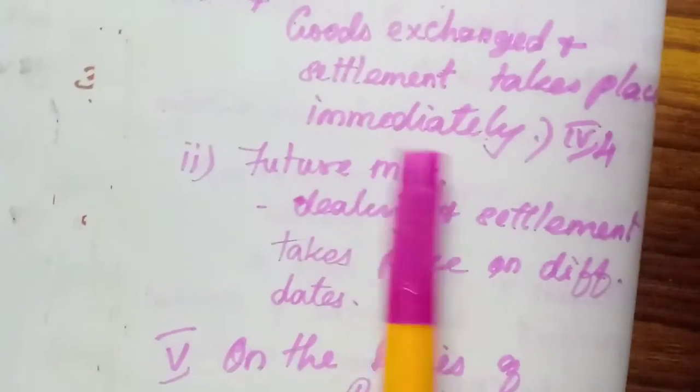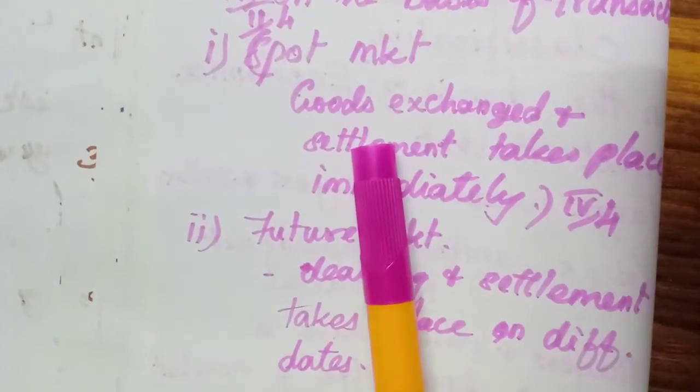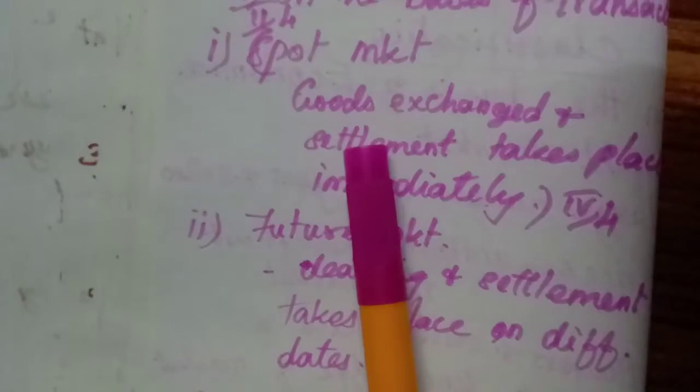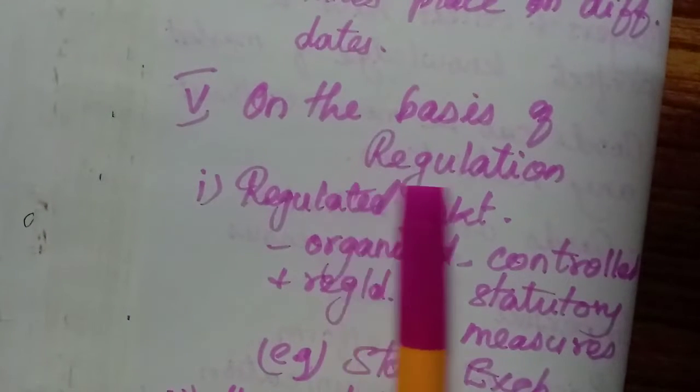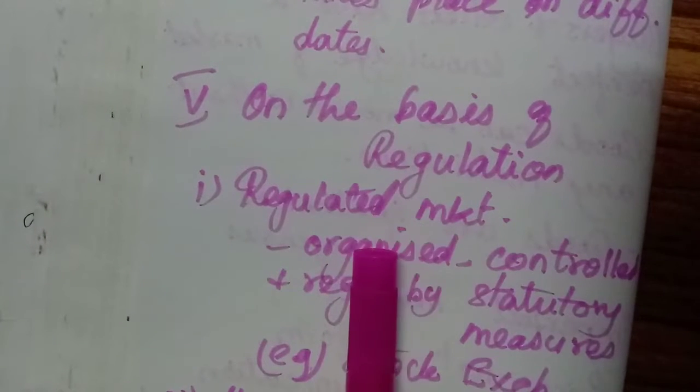This is also one of the very short answers. Very short answer: spot market. Now the next basis is on the basis of regulation.